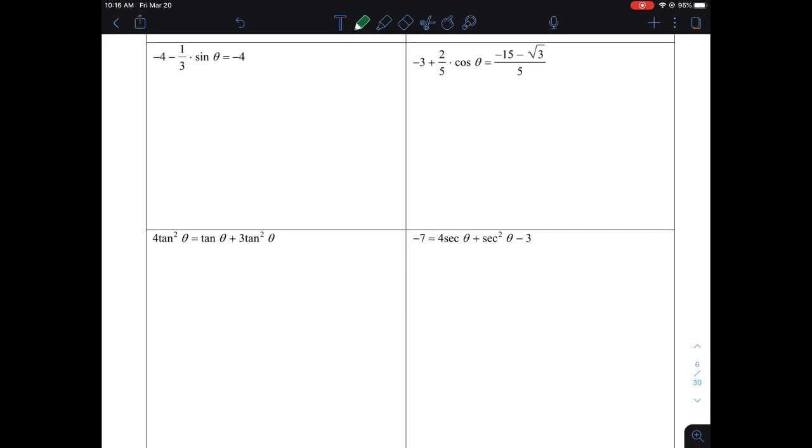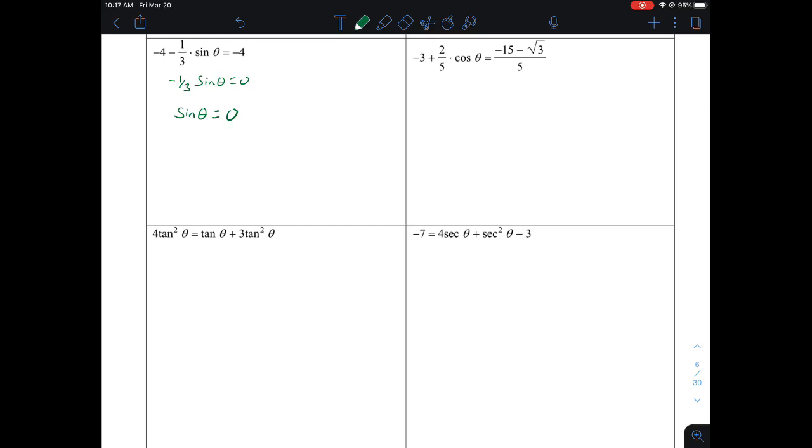I'm looking at the one here on the left, -4 minus 1/3 sine of theta is equal to -4. All right, so I'm going to add the 4 to the other side. That gives me -1/3 sine of theta is equal to 0. Multiply both sides by -3. And I have a problem now that looks like the first two that we did. We ask ourselves, where does sine equal 0 around my unit circle? And sine equals 0 on the unit circle at 0 radians and pi radians. All right, so here's my solution set. We got two answers.